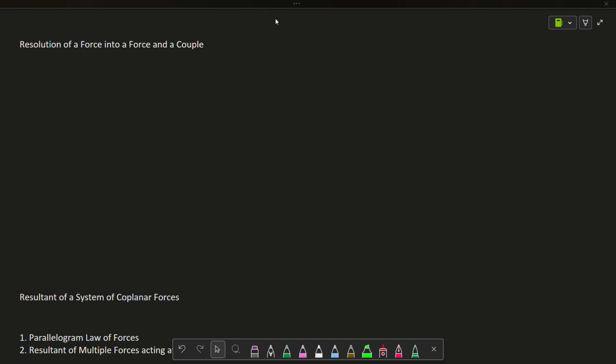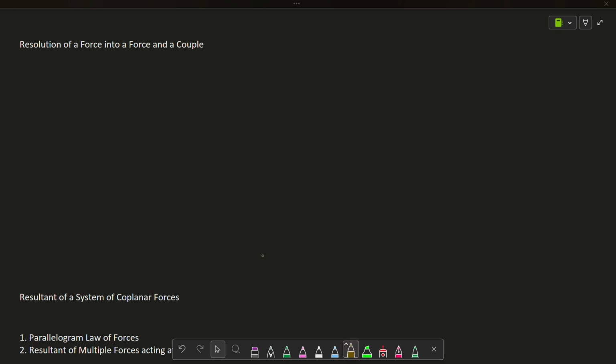So, hello everybody. Today we are going to discuss lecture 2 in mechanics subject for grade 2026. So, our new topic is this one, resolution of force into a force and a couple. Okay. So, what does this mean? What does this topic signify?